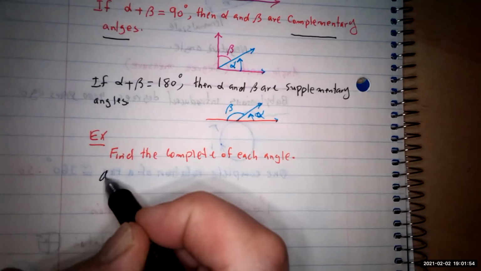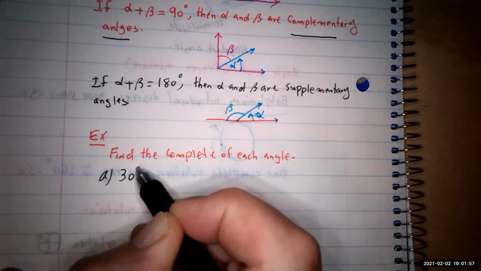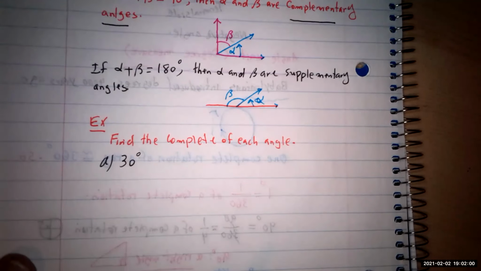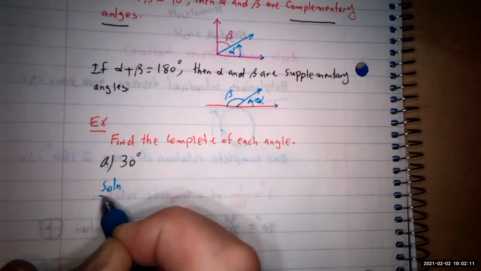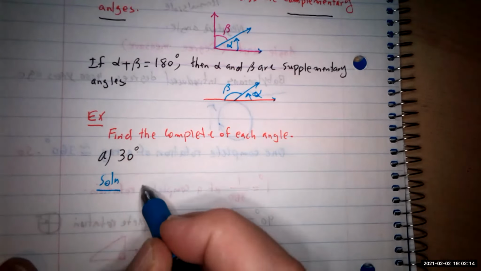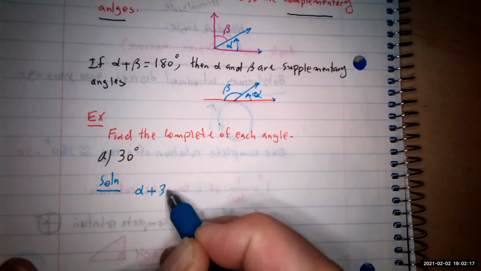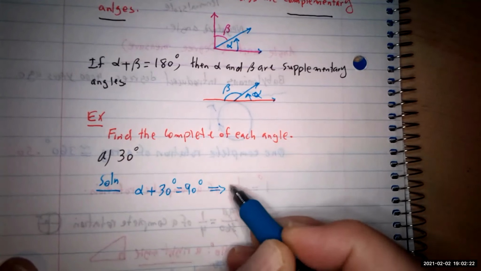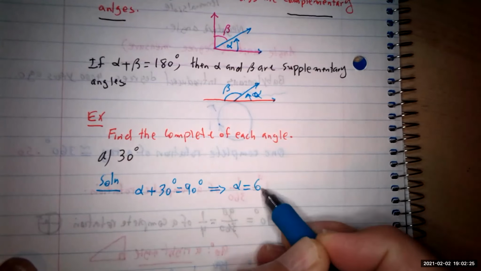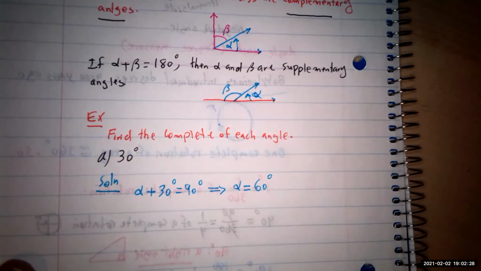Okay, so the first one is 30 degrees. You want to find the complement. A different way to do it is 60 degrees. But if you want to write it down in symbolic form, you see this is it. You get the alpha is one of them. The other one is 30 degrees. So the sum must be 90 degrees. So you solve for alpha, so your alpha would be 60 degrees. So the complement of a 30 degrees would be 60 degrees. Not a big deal. Any question?